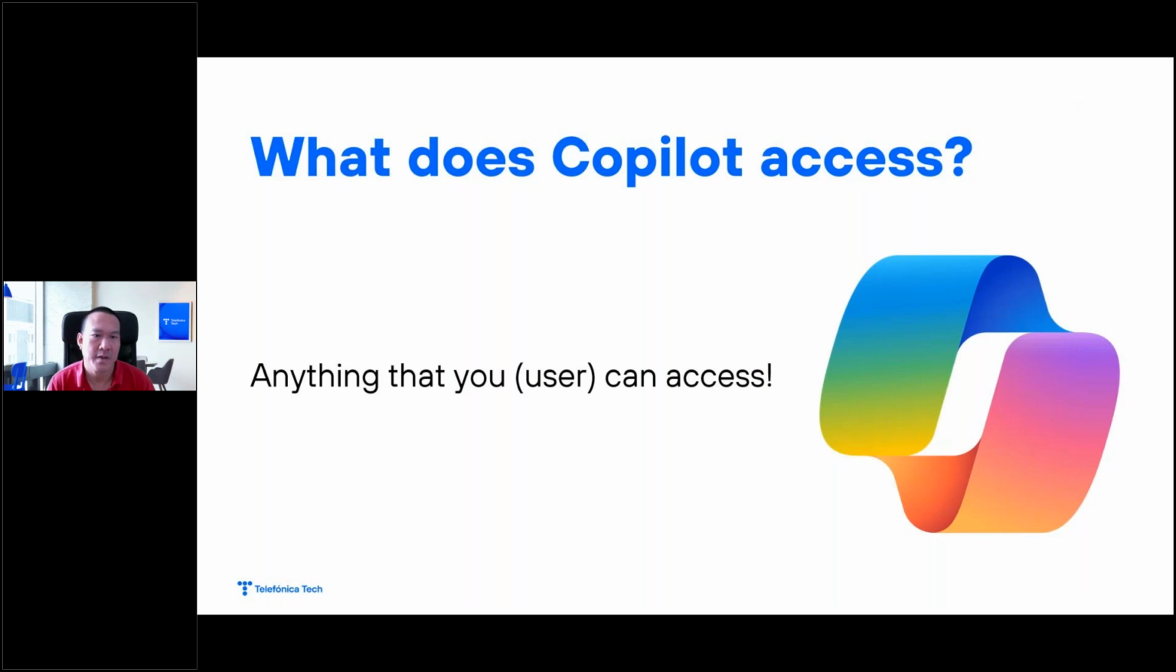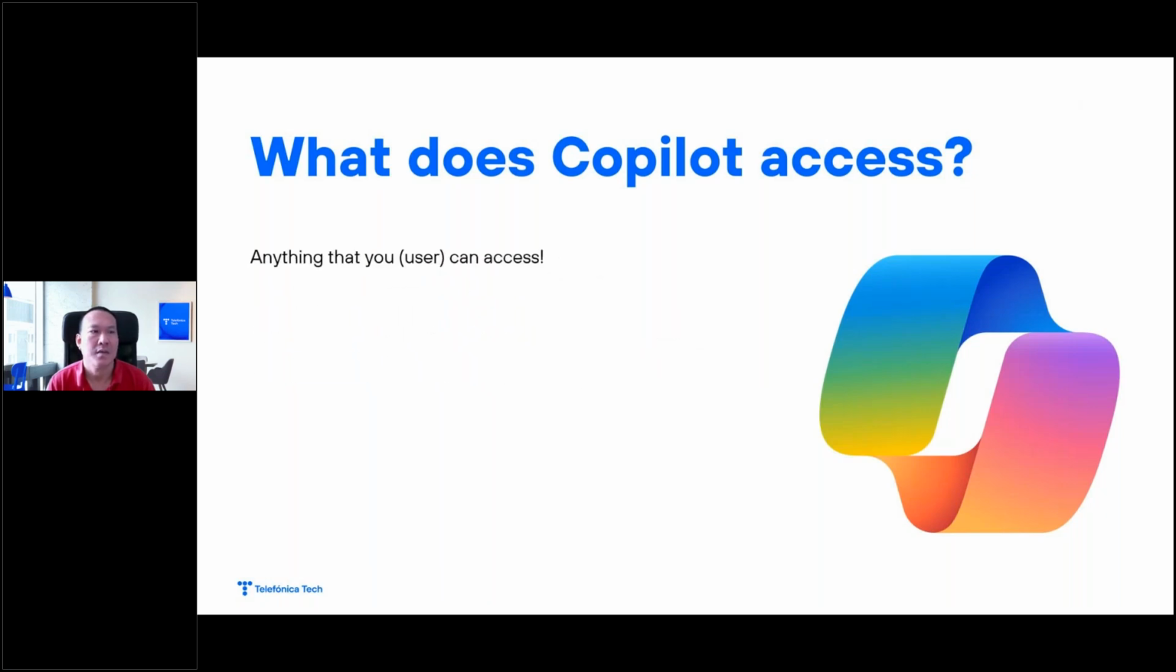It completely respects the security of your Microsoft 365 tenant, and everything is done in your user context, so it won't access any other data. So what does that actually mean by anything that you can access? Anything that you can access actually means anything inside SharePoint. So when you go to a SharePoint site, a SharePoint repository, the lists that are in there, the files that are in there, if you can access it, Copilot can access it.